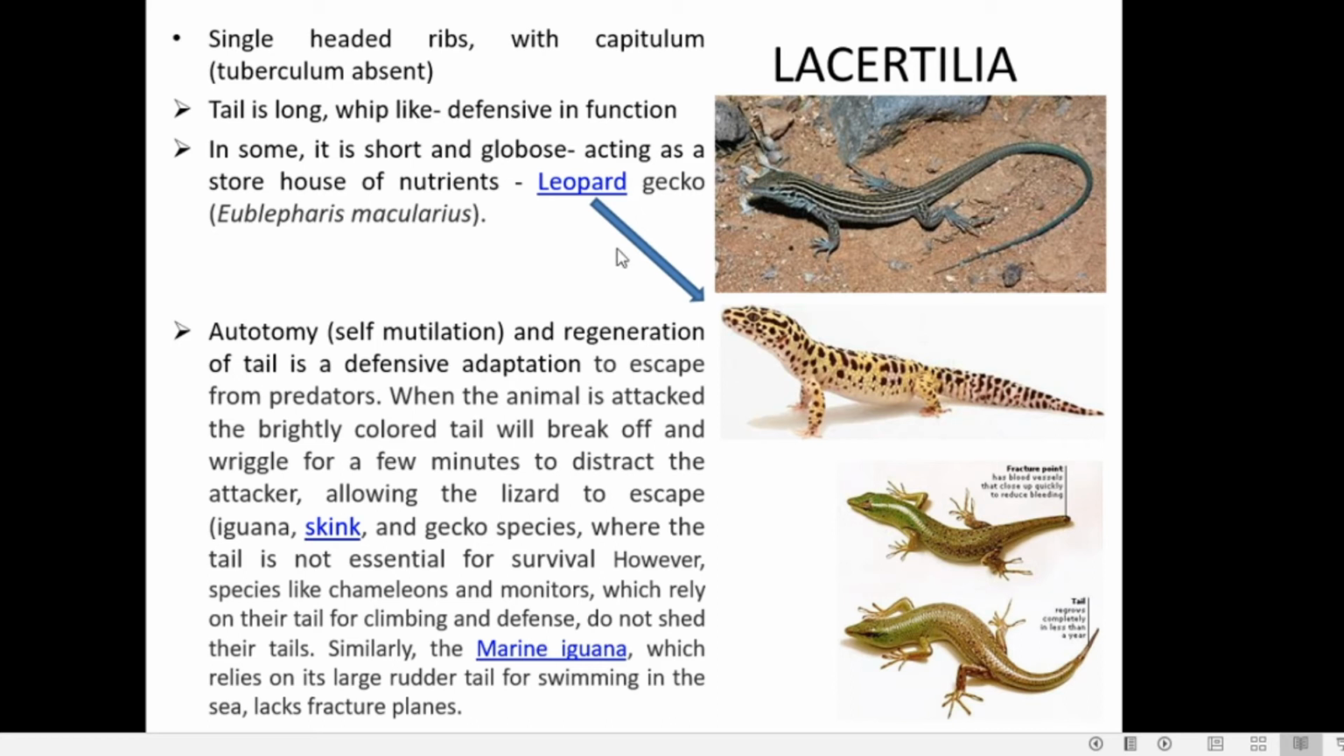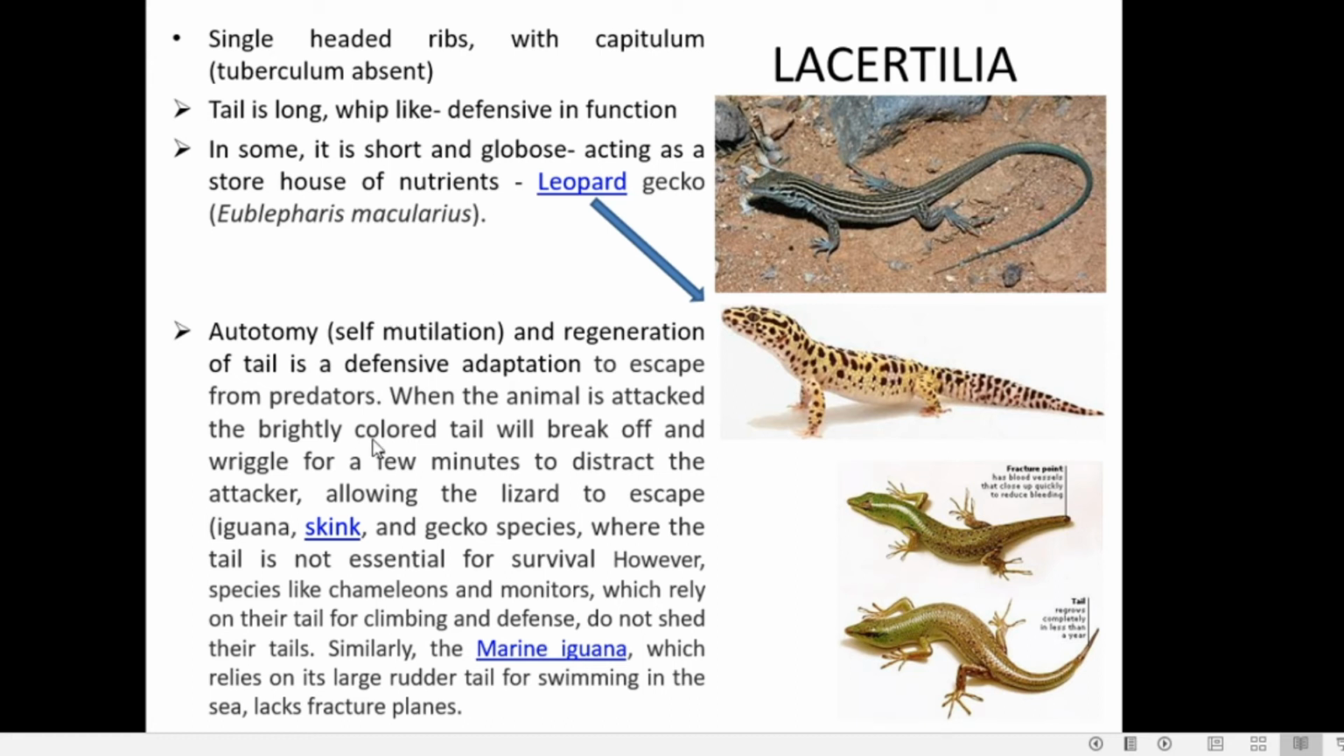Whereas in some forms, it is seen as a short and globose tail, which can act as a storehouse of nutrients, as we can see in the leopard gecko. In some forms like chameleon, the tail is prehensile. This animal is able to coil its tail on tree branches, which is an arboreal or tree living adaptation for that animal. So, the tail in lizards is modified for performing different types of functions.